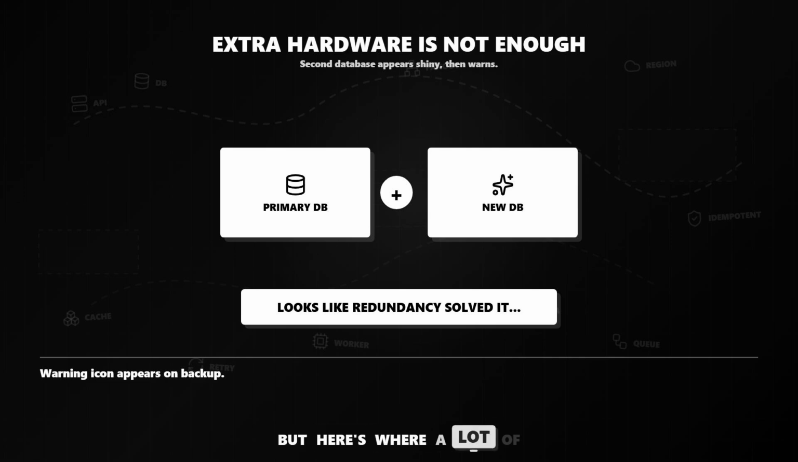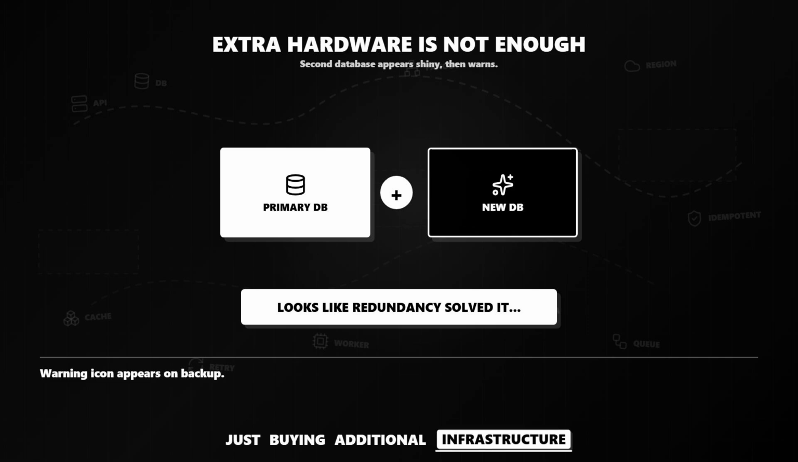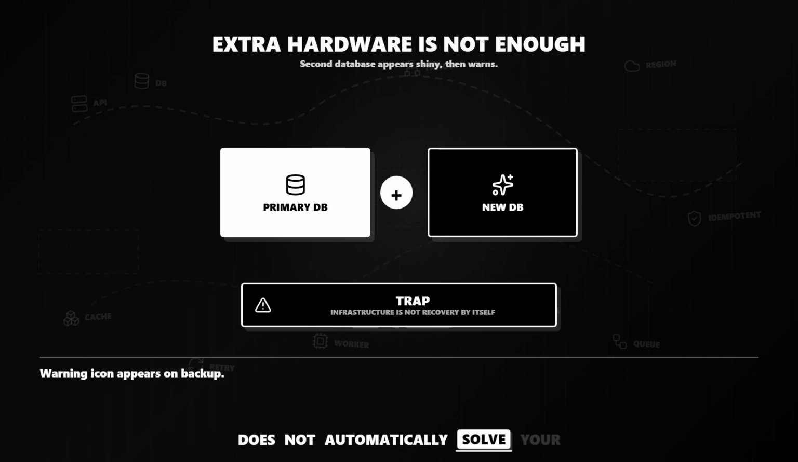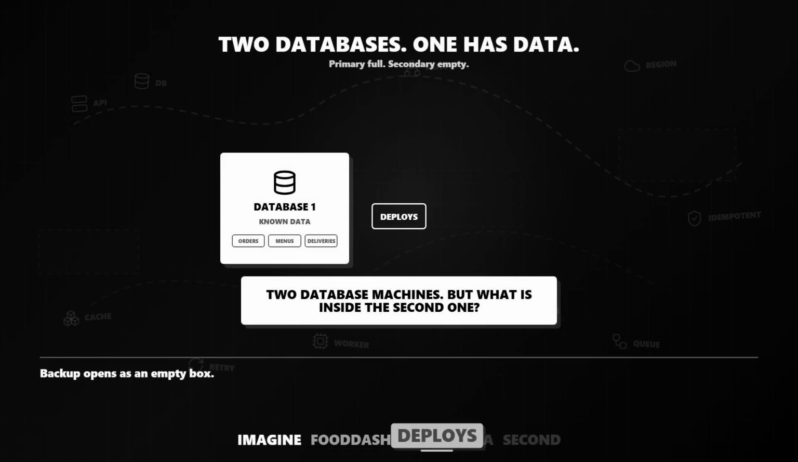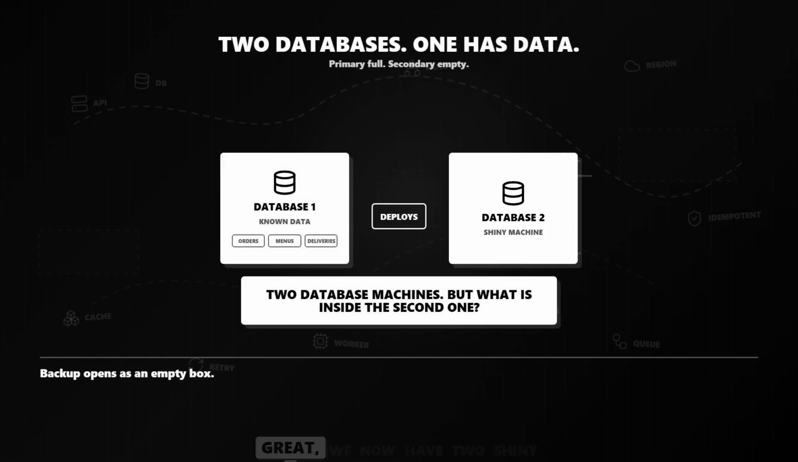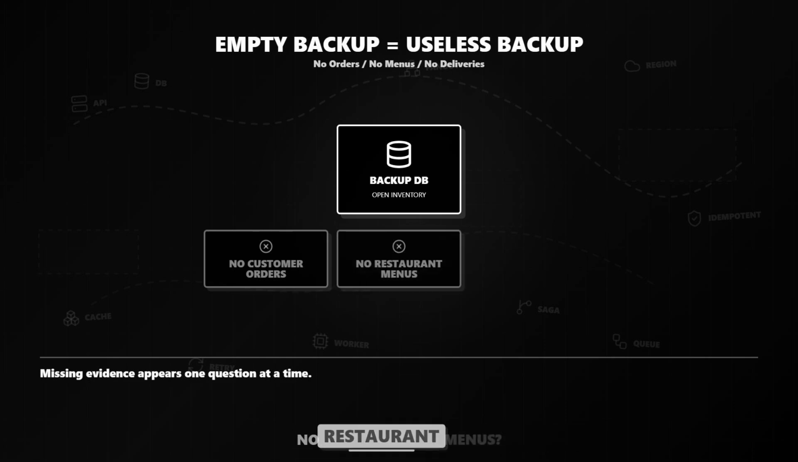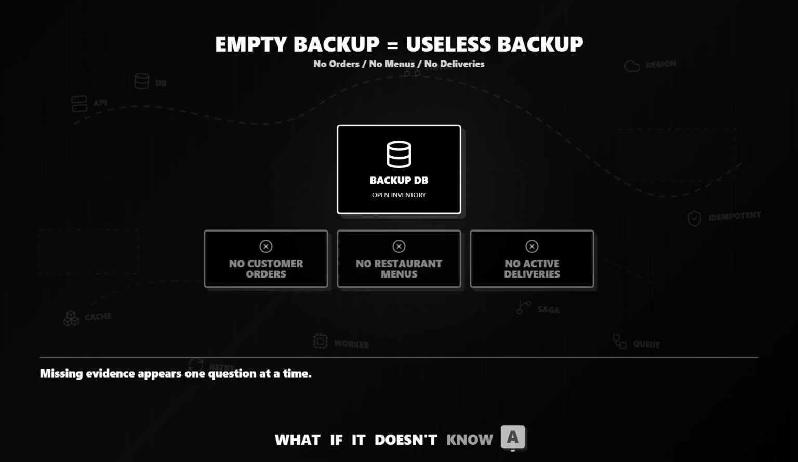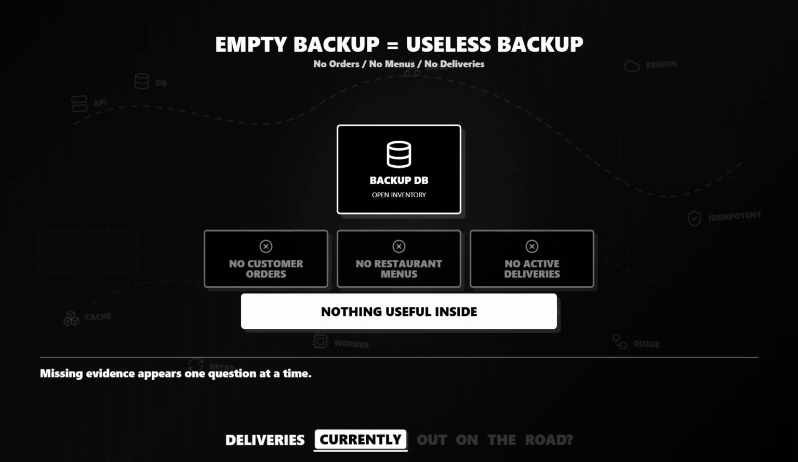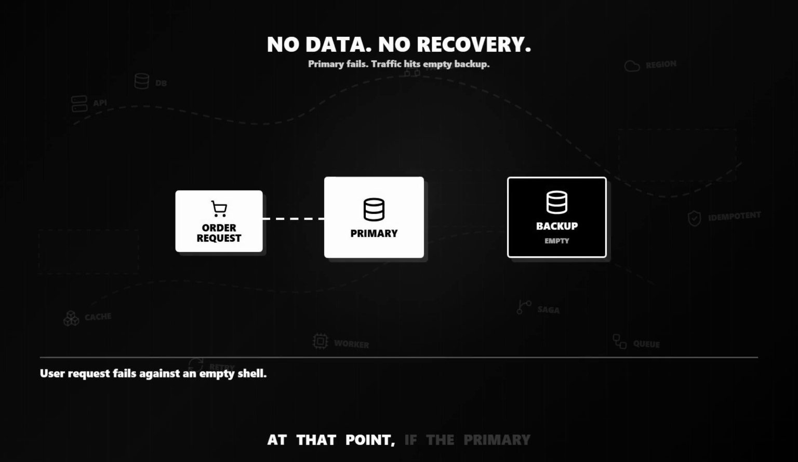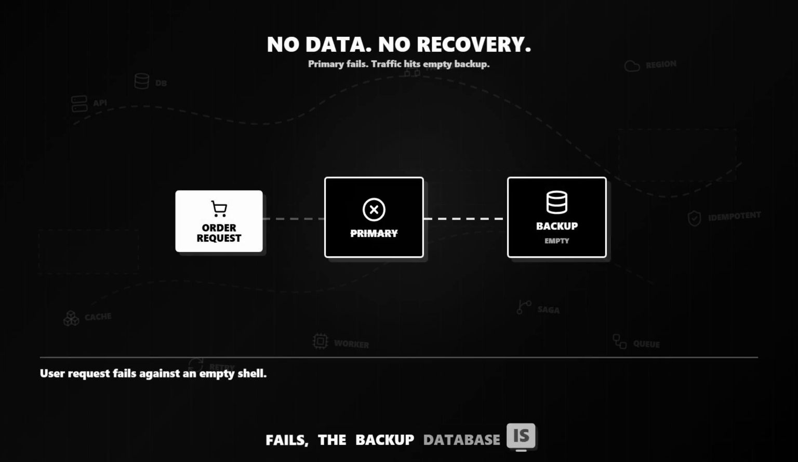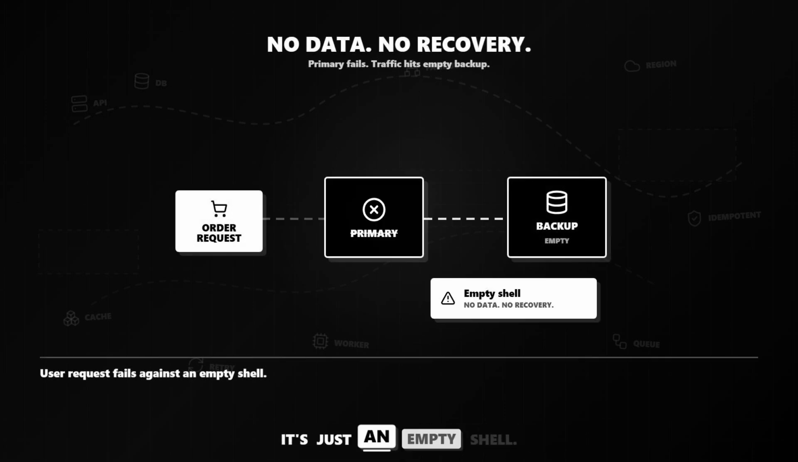But here's where a lot of engineers initially get tripped up. Just buying additional infrastructure does not automatically solve your problem. Imagine FoodDash deploys a second database server. Great, we now have two shiny database machines. But what if that second database contains absolutely no customer orders? What if it has no restaurant menus? What if it doesn't know a single thing about the active deliveries currently out on the road? At that point, if the primary fails, the backup database is practically useless to us. It's just an empty shell.